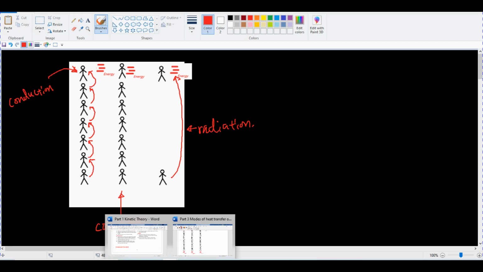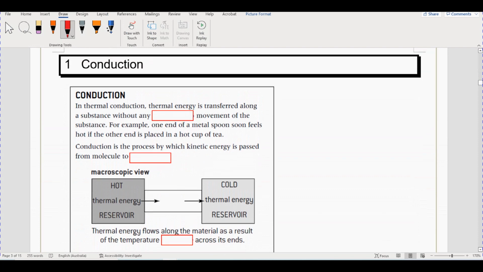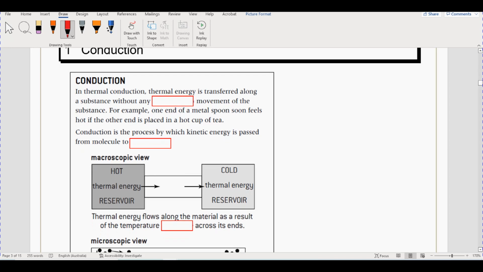Okay, so let's go back to the notes. There are some fill-in-the-blanks for the passage. I think this is a pretty good summary of what conduction is, so I leave some blanks for you to fill in. Conduction is thermal energy transfer along a substance without any bulk movements of the substance, a term I have used a few times. For example, one end of a metal spoon soon feels hot if the other end is placed in a hot cup of tea.